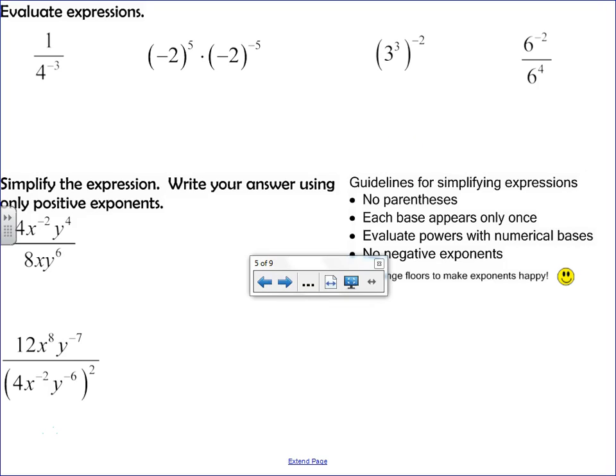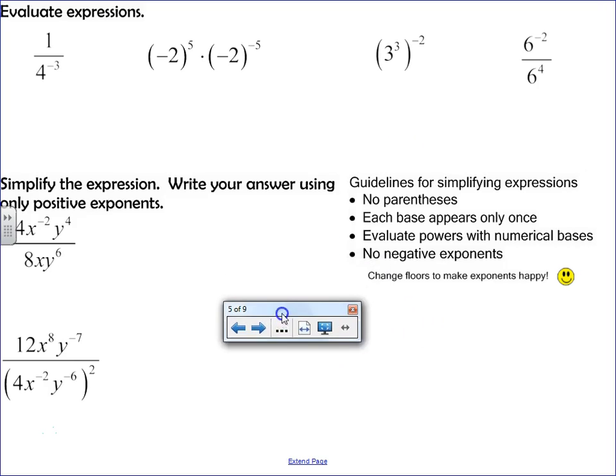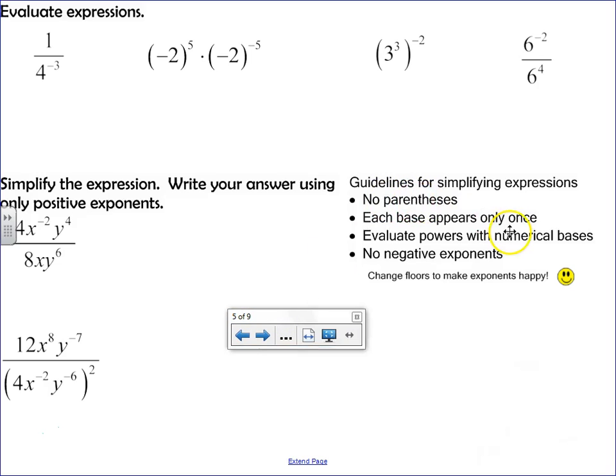So now let's put it all together. Let's simplify the expressions just like we did last lesson: get rid of parentheses, each base should appear only once, evaluate powers with numerical bases, and let's not use any negative exponents. So let's do some more practice up top there.